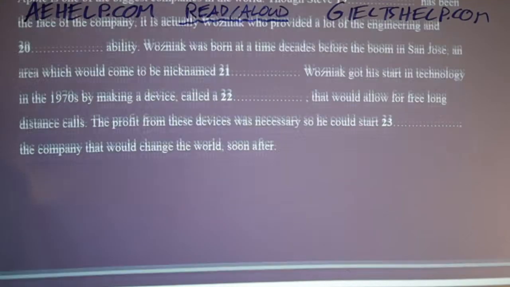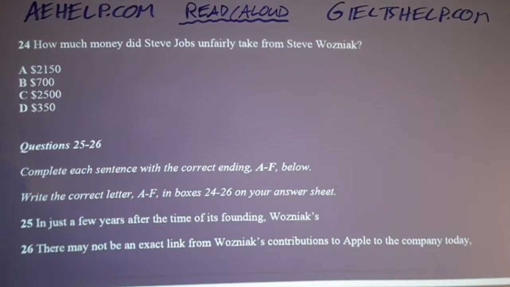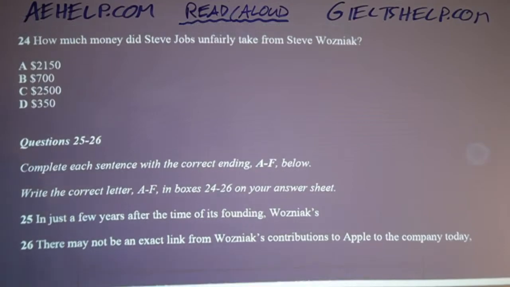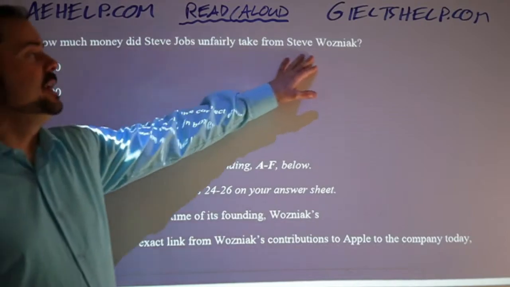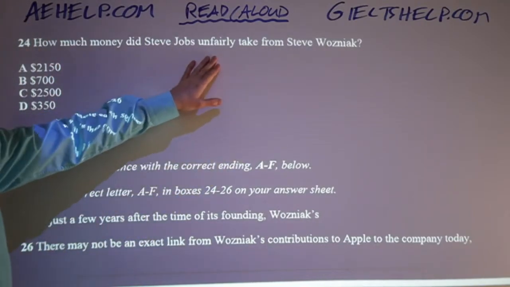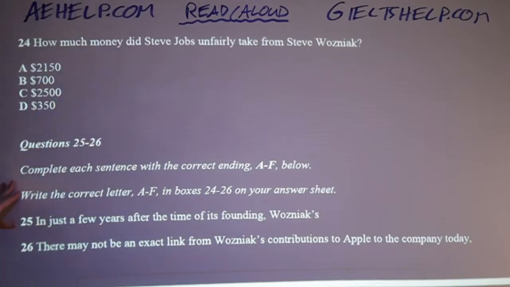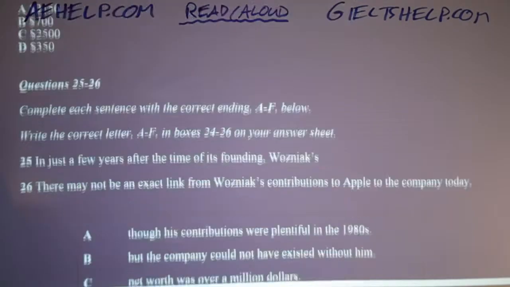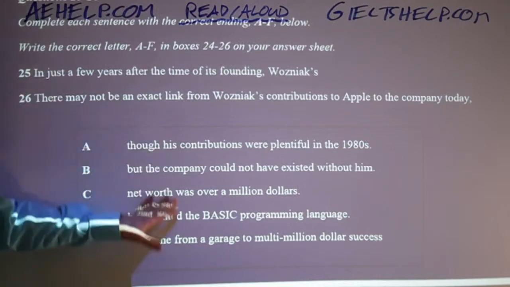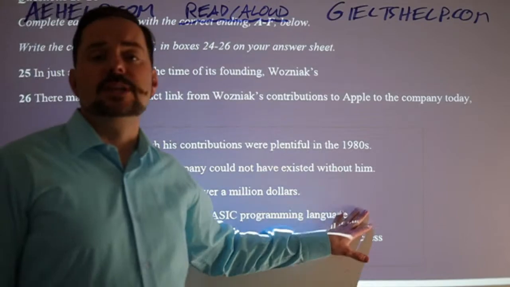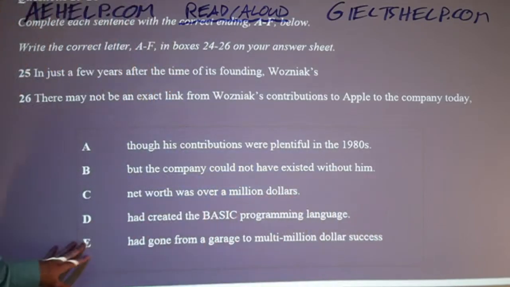Okay, sure. Now we've got a little bit of multiple choice. How much money did Steve Jobs unfairly take from Steve Wozniak? I can see this is connected to the other question, which is steal. And then question 25 to 26, complete each sentence with the correct ending, A to F below. So here, two more questions. I don't worry about the choices because I don't know what is included in the reading, what is not. So again, just read over these nice and fast.